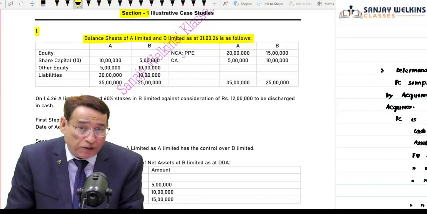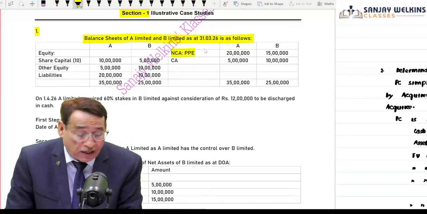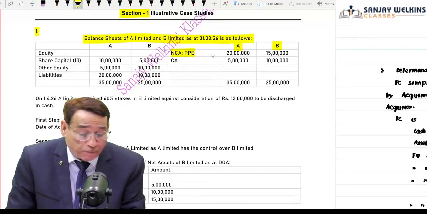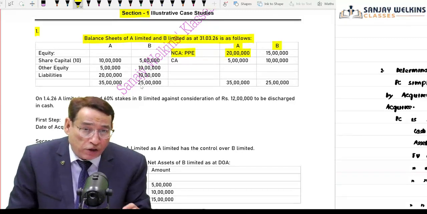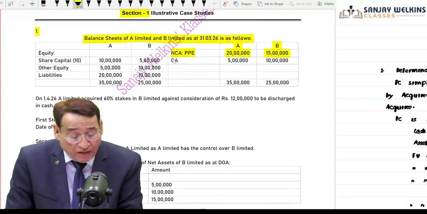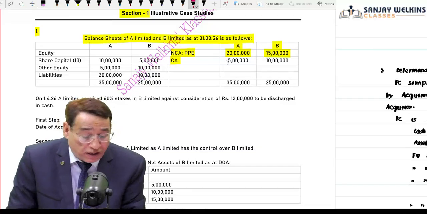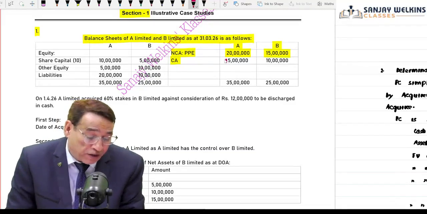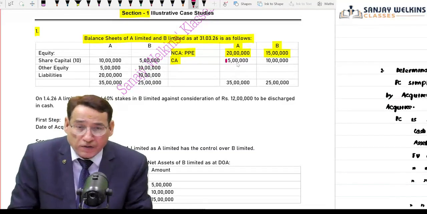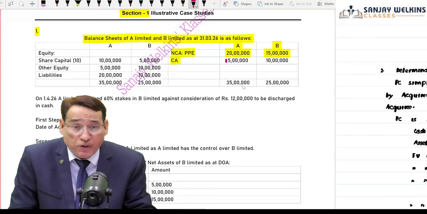Now, in this particular balance sheet, you must have noticed, first of all, I have written here towards the asset side, A and B. Non-current asset, property, plant and equipment of A Limited is equal to 20 lakh and of B Limited it is equal to 15 lakh. Now, coming over to current asset, kindly rectify this. Actually, this figure is 15 lakh. Current asset of A Limited is 15 lakh and current asset of B Limited is equal to 10 lakh. Total is equal to 35 lakh and 25 lakh.